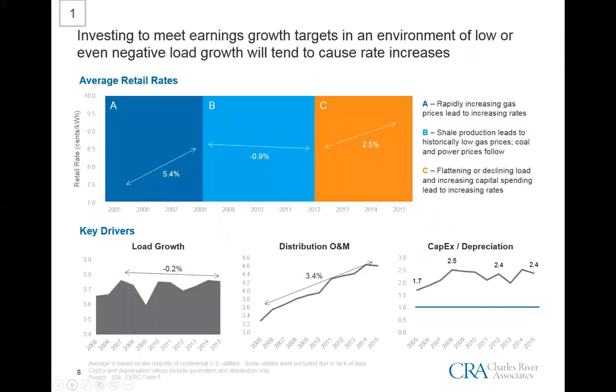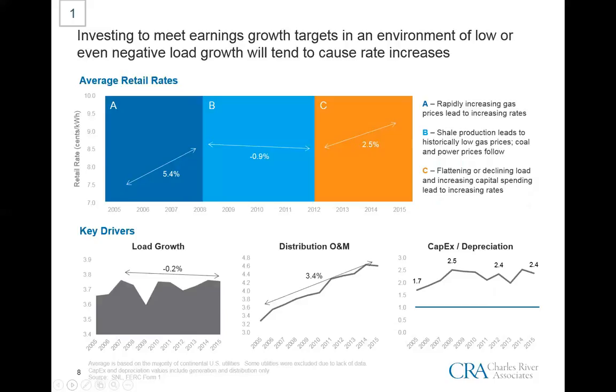If we move to the next slide, when you have low load growth, I think most utilities appreciate that implies higher retail rates if nothing else has changed. And so this graphic shows history. We'll talk about the future in a second. You look at average retail rates from 2005 to 2015, and we can observe basically three periods.